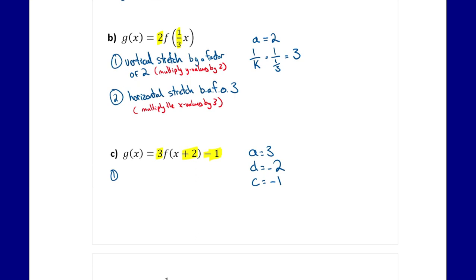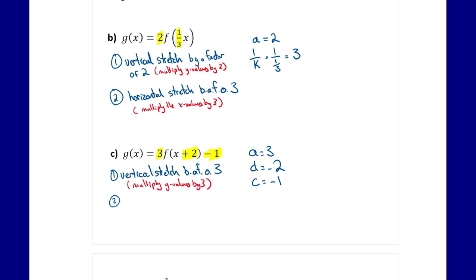Now our transformations. The first one, we've dealt with before: a vertical stretch by a factor of 3. We'll write this down because it will help when we actually start to draw these changed functions. So we multiply, not x, y values, because it's vertical. Y values by 3.